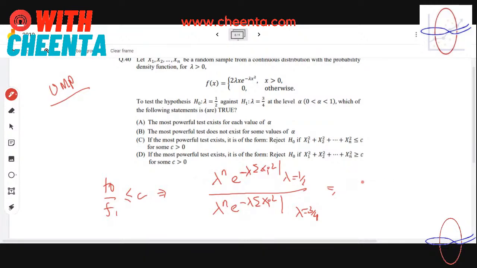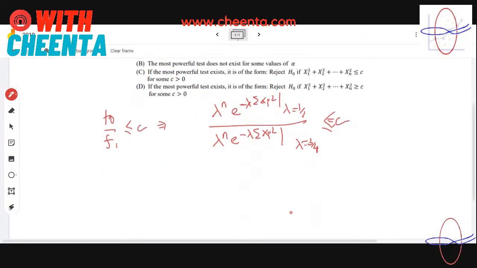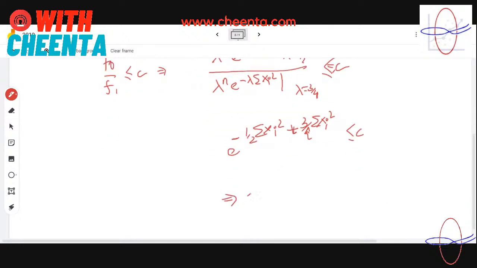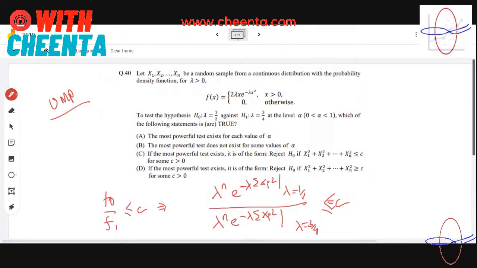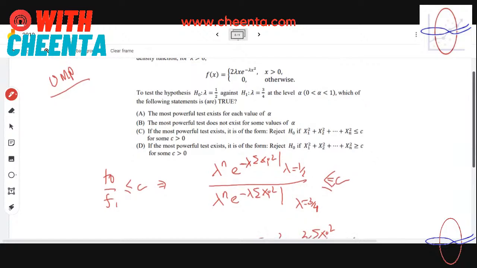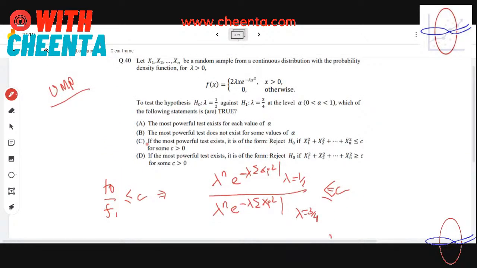So you essentially get that e to the power minus half summation xi square plus 3/4 summation xi square is less than or equal to c, and you get e to the power 3/4 minus half, which is 1/4. So 1/4 summation xi square is less than or equal to c. That is the test criterion, UMP. It's a most powerful test. The most powerful test exists for each value of alpha, right? It exists.